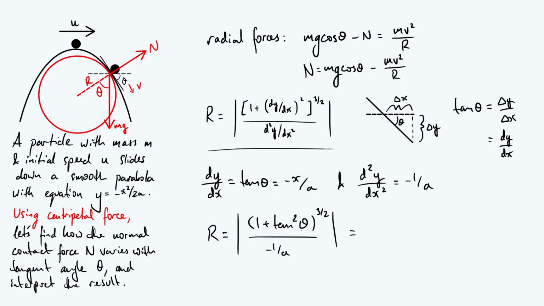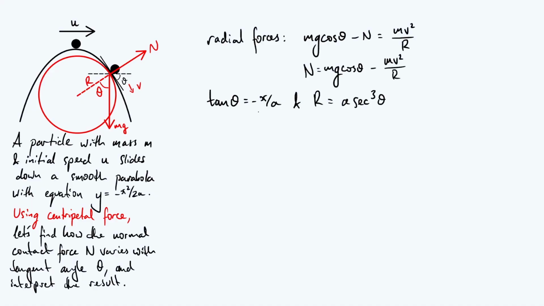1 plus tan squared is sec squared. We do sec squared to the power of 3/2, and we get sec cubed. Taking the modulus makes this minus sign disappear, and then you've got 1 over a, which is just a, and so this whole thing simplifies very nicely to a sec cubed of theta.